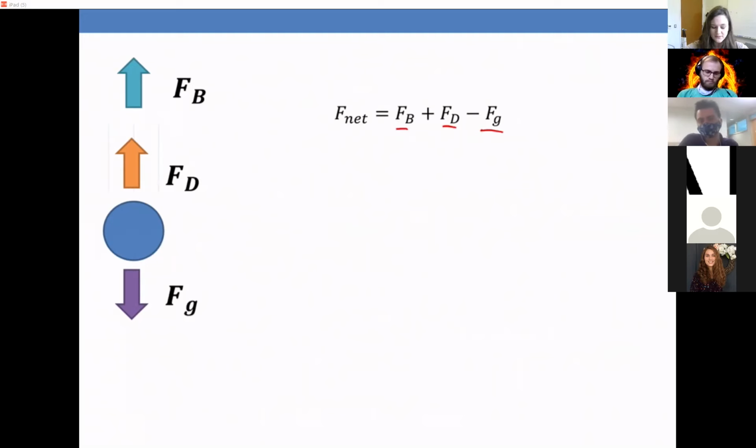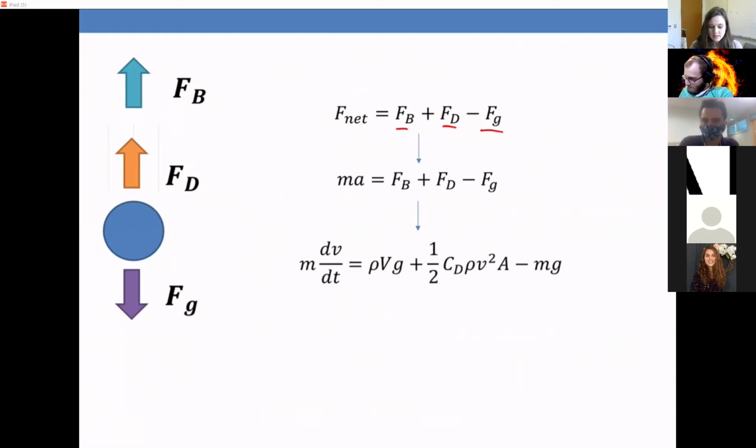And I've just defined this so that up is positive and down is negative, as how I define this when I set it up. Okay. And net force is mass times acceleration. So that's the mass of our object times acceleration. And you can replace acceleration with dv dt and all of these things. So the buoyant force is rho volume times g.